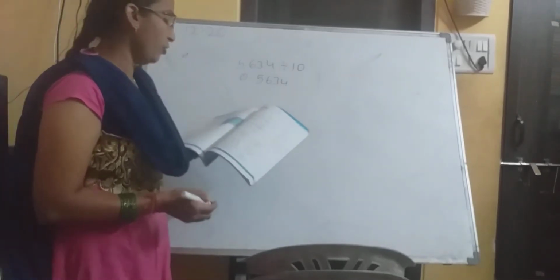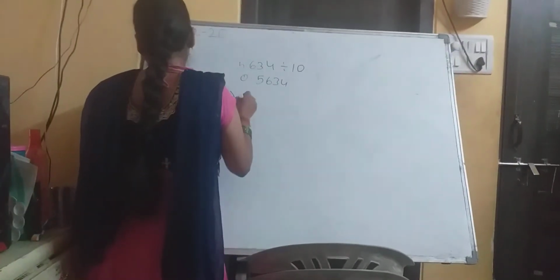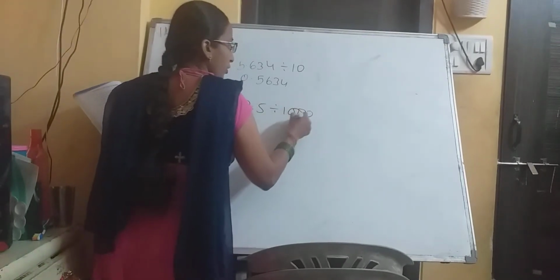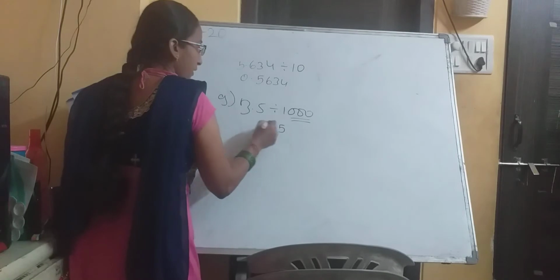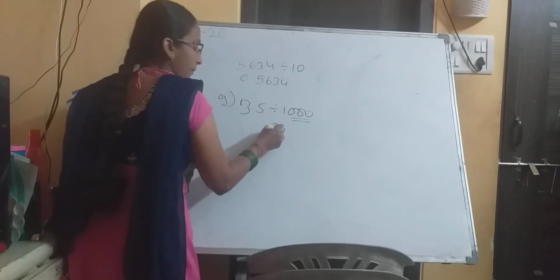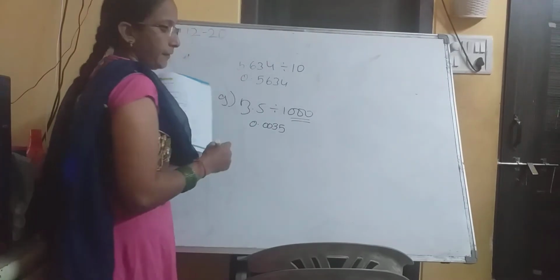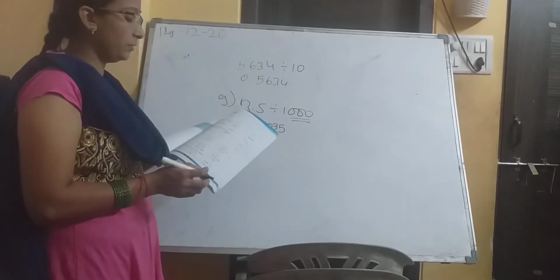Yes. Now next one. You see G1. 3.5 divided by 1000, children. So how many zeros? 3 zeros. So 3 numbers. The point will move here. Then 3 numbers: 1 number, 2, 3. 0.0 like this. Okay, did you all follow?